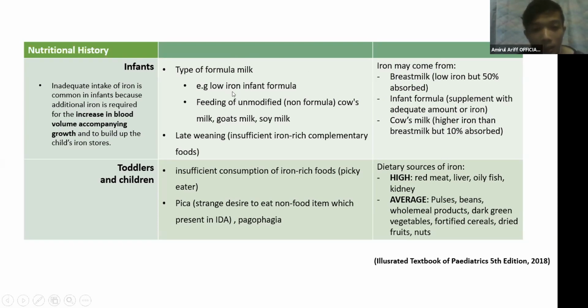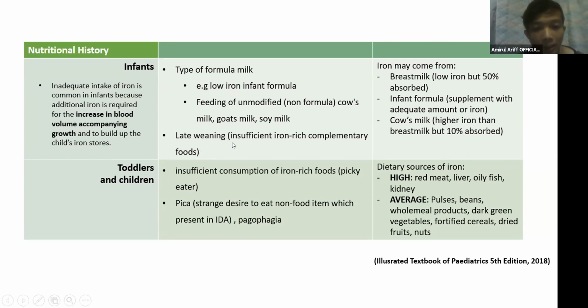So the thing that you can ask here is the type of formula milk that is consumed by the infant. We want to avoid low-iron infant formula because infants need a lot of iron. And also the feeding of unmodified non-formula cow's milk, goat's milk, and soy milk. Why unmodified? We also want to avoid this in infants because unmodified cow's milk can lead to cow's milk protein-induced colitis, which will exacerbate IDA in the infant.